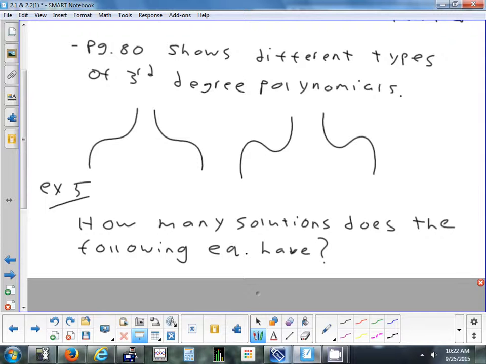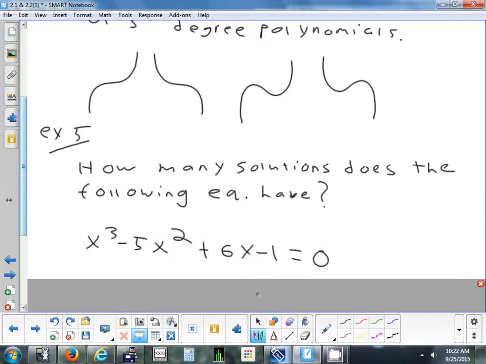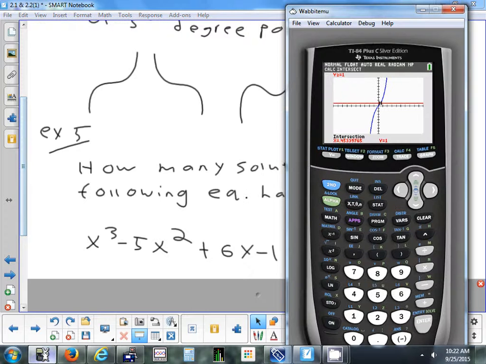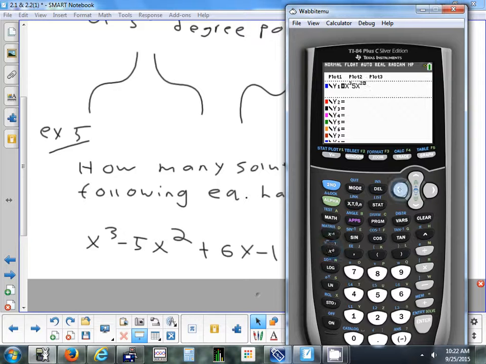Right, so let's just take a look at this equation and see how many solutions it has. All right, we already have an idea of a maximum number of solutions. Okay, look at that highest exponent. It's a 3. Okay, so it shouldn't have any more than 3 roots, or it can't. So let's graph it. So we get x cubed minus 5x squared plus 6x minus 1.